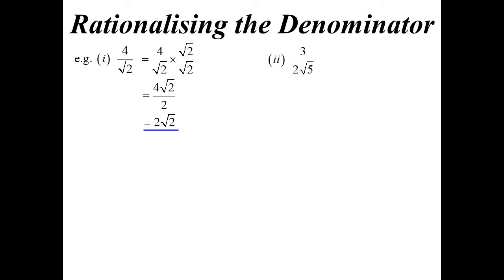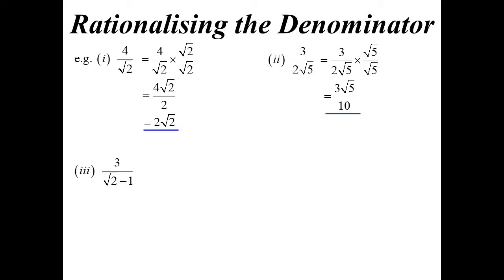Now if it's something like this, you don't have to multiply by 2 root 5. I mean you can, it'll still work, but it'll mean you'll end up with having to do some cancelling later on. Just the third part will do. So just root 5 on root 5, there we go, 3 root 5 on 10. So that's if there's a single term in the denominator.